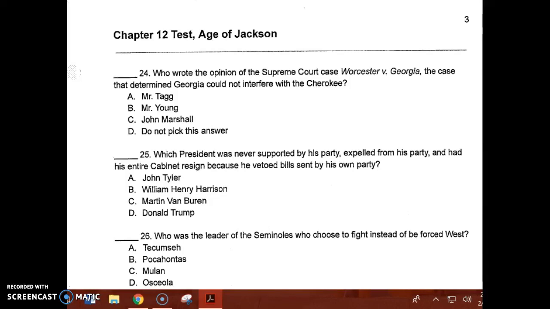Number 25. Which president was never supported by his party? He was expelled from his party and had his entire cabinet resign because he vetoed bills that were sent to him by his own party. Was that A, John Tyler? B, William Henry Harrison? C, Martin Van Buren? Or D, Donald Trump?